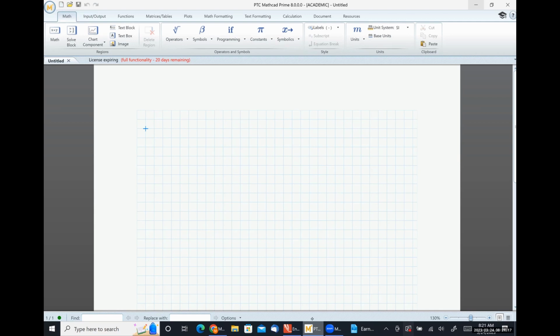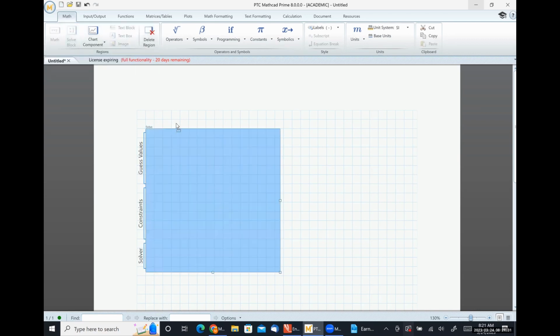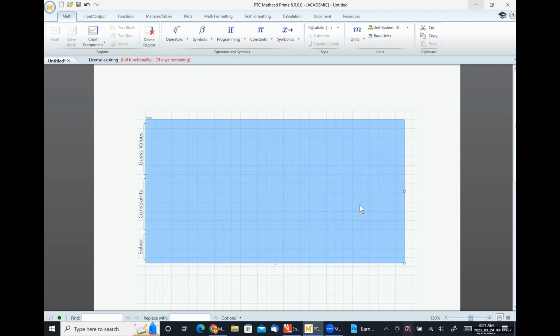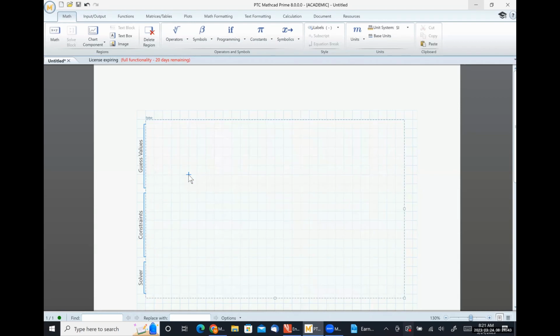So anyway, in order to solve a system of equations, we are going to use a solve block, which is found up here. It's under the math tab and it is the second option. This solve block has 3 different sections: guess values, constraints, and solver. Guess values is effectively where we declare our variables that are going to be solved for. I'm going to have 4 guess variables: IA, IB, IC, and IX.